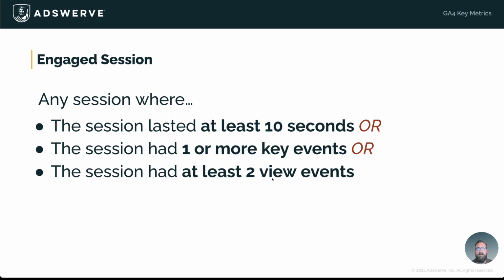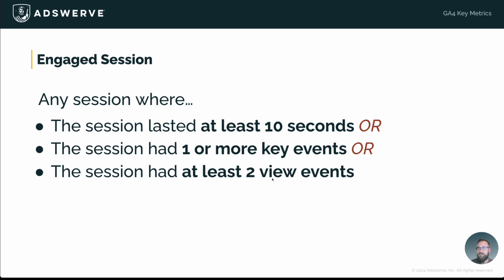Okay, now we're going to need to talk about some new metrics in GA4. The first one we're going to talk about is an engaged session. So Google is attempting to be better or more nuanced about how they measure user engagement with your website or app. So an engaged session is one where any of these three conditions is true. The session lasted for at least 10 seconds, or it had at least one key event, or it had 2 or more views. If any of those three conditions are met, the session is considered engaged.